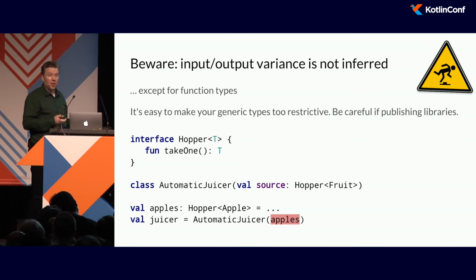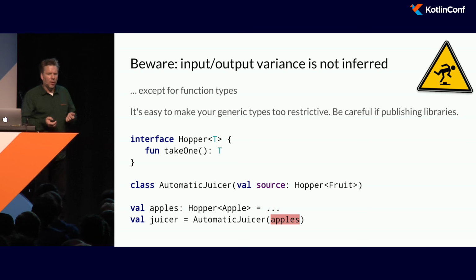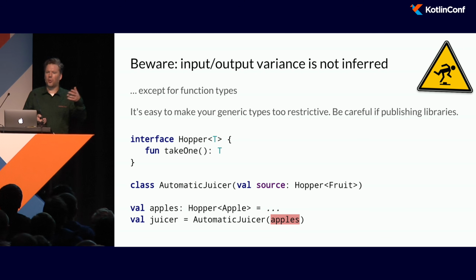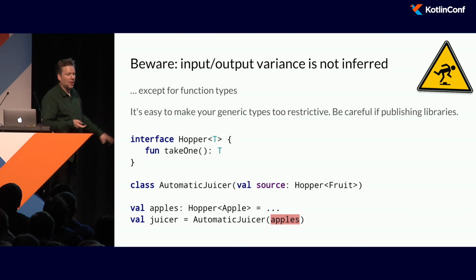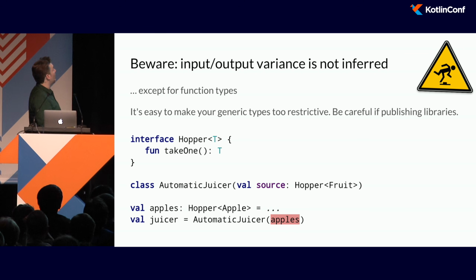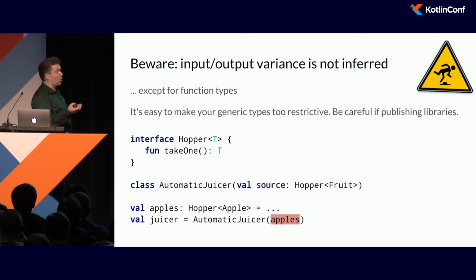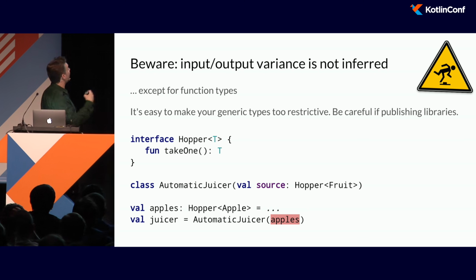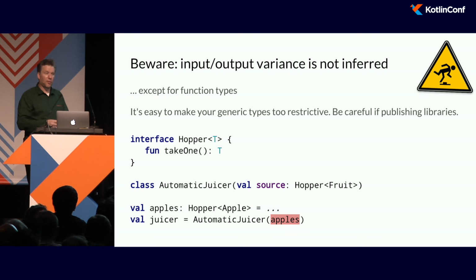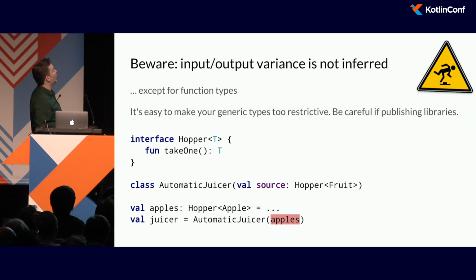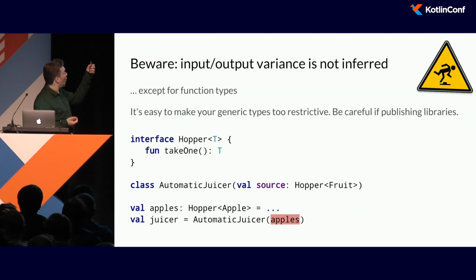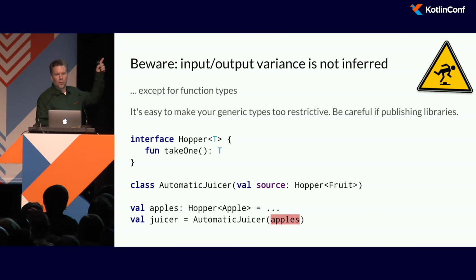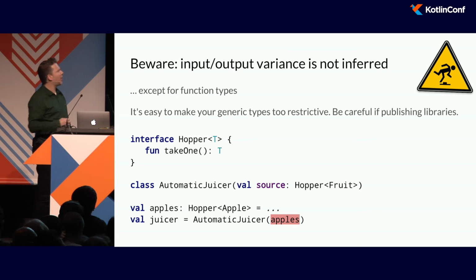But you have to be explicit about these variance declarations. The compiler won't infer them for you and then infer subtyping relationships between the instantiations of your generics. So here I've got a hopper, which could have output variance, right? Because I'm able to take things out of the hopper, and I've got an automatic juicer that I can put a hopper into, and it wants a hopper of fruit. But I can't pass a hopper of apple in. Even that kind of makes sense because I've not declared output variance on the generic.